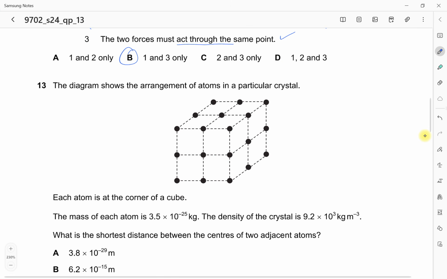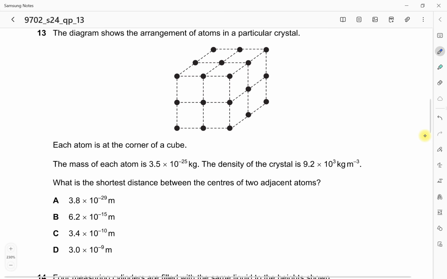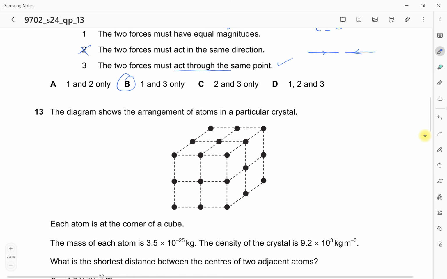The diagram shows the arrangement of 2 atoms in a particular crystal. Each atom is at the corner of a cube. What is the shortest distance between the centers of 2 adjacent atoms? So we want the shortest distance between the centers of two adjacent atoms. So we know that I'll use this space here.